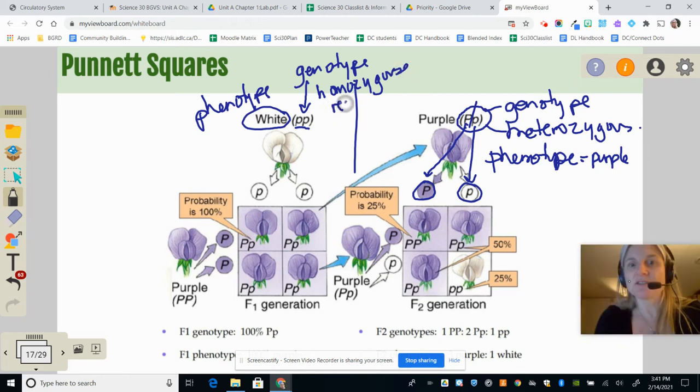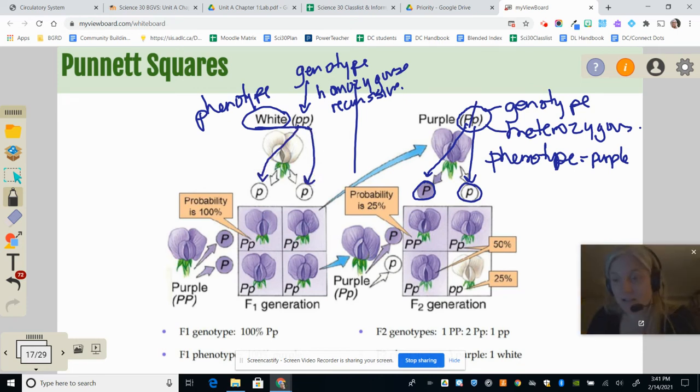And it's homozygous recessive. So when this white flower forms gametes, it can only form gametes that have small p's, or the recessive allele. It doesn't have any of the dominant alleles, or the capital P's. So all of its egg or sperm cells, or gametes, are going to be little p's. So they go along the top of the Punnett square box.